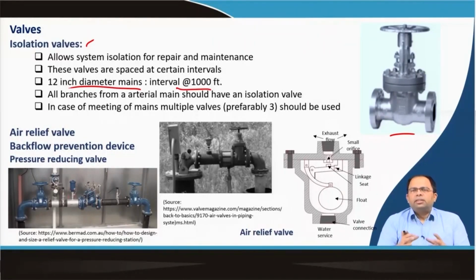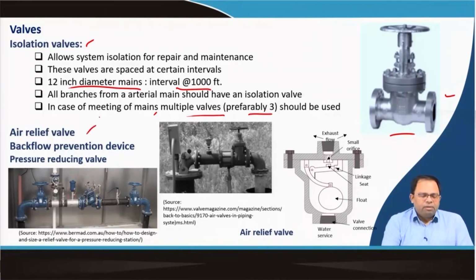I was showing you that there are 3 valves at each node. In case of meeting of mains, multiple valves, preferably 3, should be used, and all branches from an arterial main should have an isolation valve. So, this is the principle based on which valves are provided in a distribution network, and you can see the image of a valve.